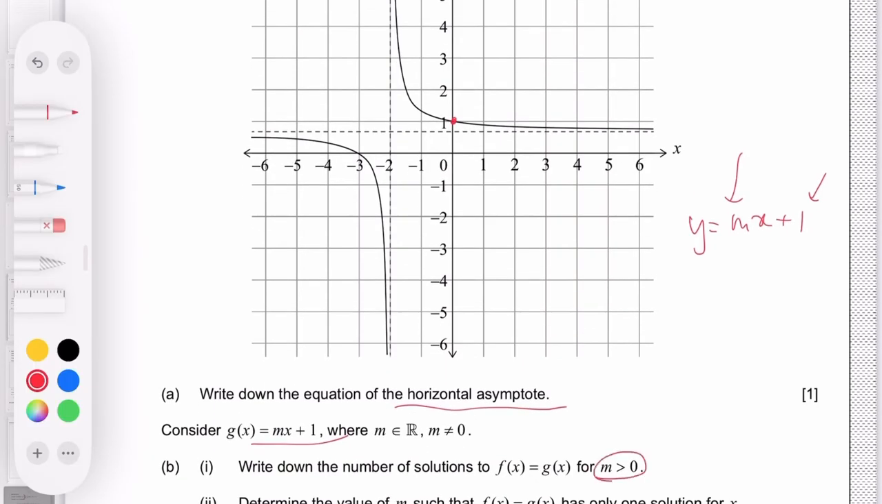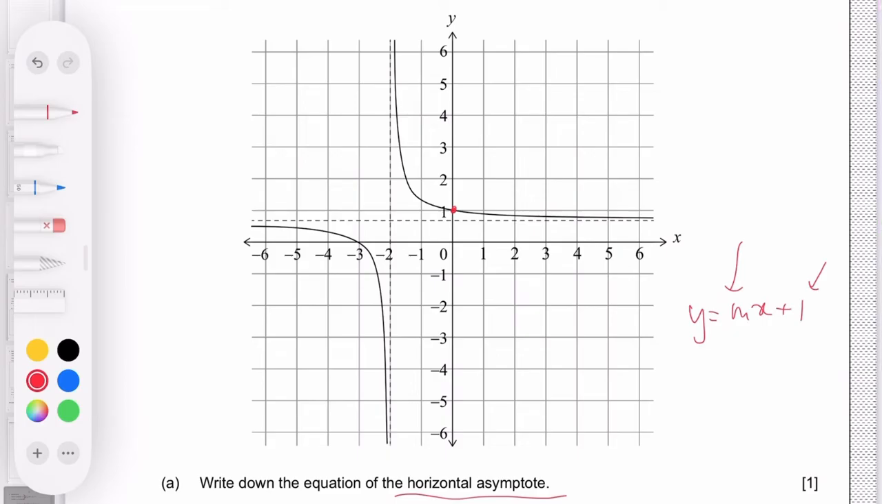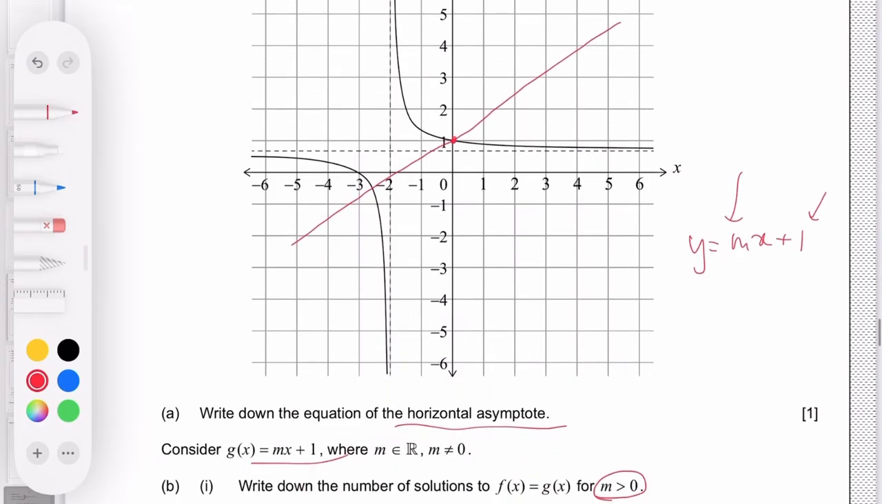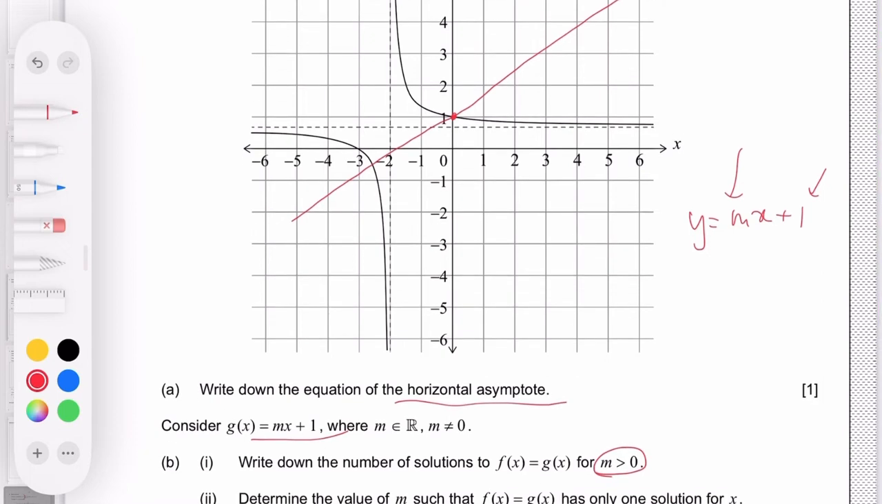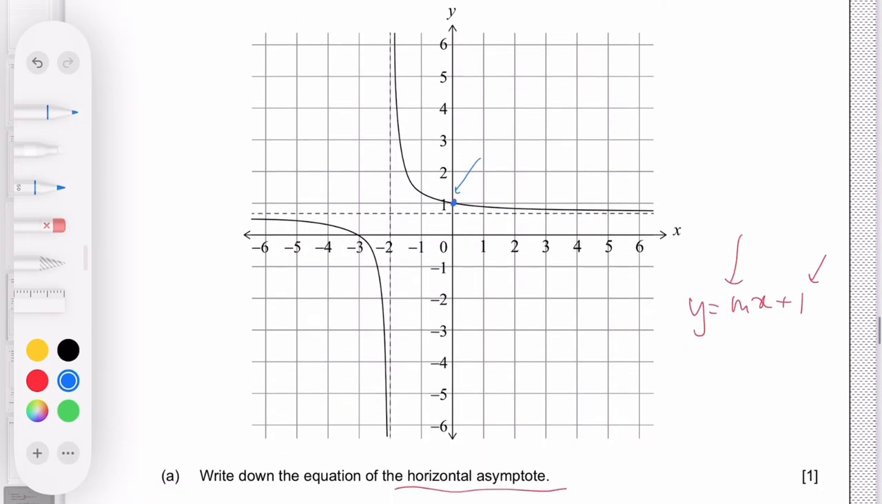Okay, so when the gradient is positive, then the line goes up. So it would be something like this. Then you can see how many solutions there are. Find the value of m so that there is only one solution. If you think about it, there's always at least one solution, because this point is already a solution. The curve would definitely intersect the line at this point. So the only way that they have exactly one solution would be if the line cannot cut the curve in any other places. I'm thinking you need a horizontal line or something.